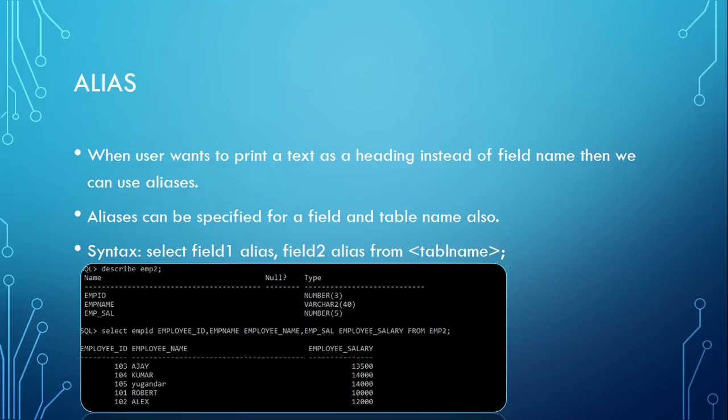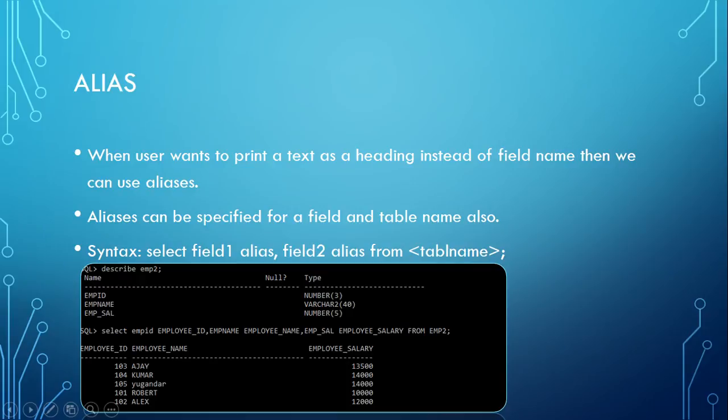Aliases can be specified for a field and a table name also. That means you can set aliases for fields as well as for tables. Now let's look at the aliases at the field level. So the syntax will be select field 1 alias name, field 2 alias name from specific table name.